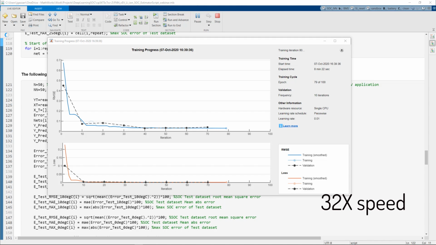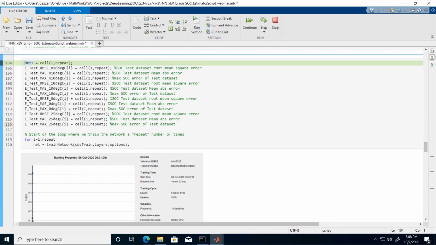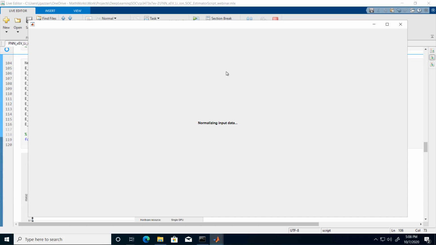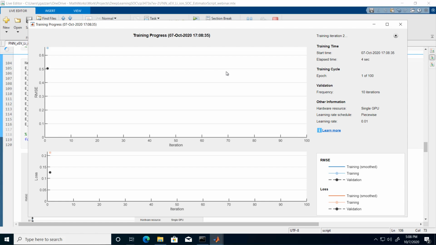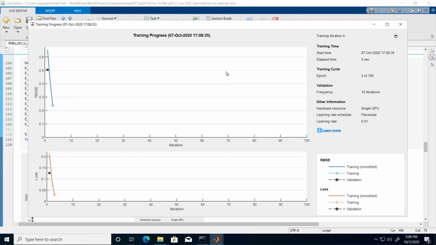Let's compare this against training using a GPU. When we use a GPU, it takes about 1 minute to complete the 100 epochs, which extrapolated to 51 times 5 repeats, we obtain 4.25 hours, roughly a 5 times speed up with respect to using a CPU.